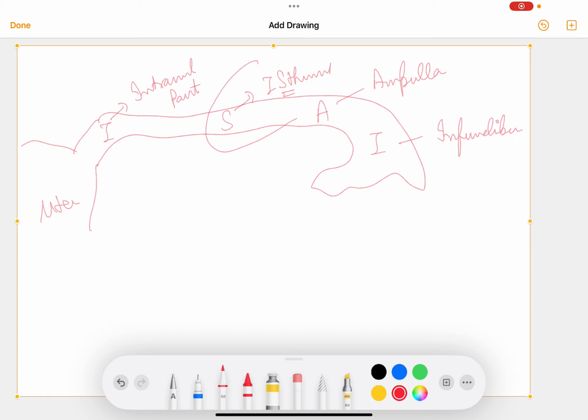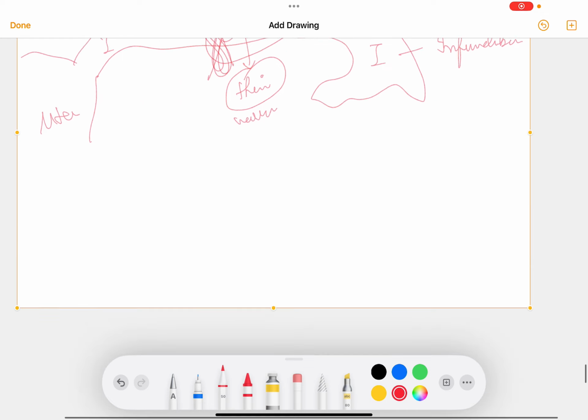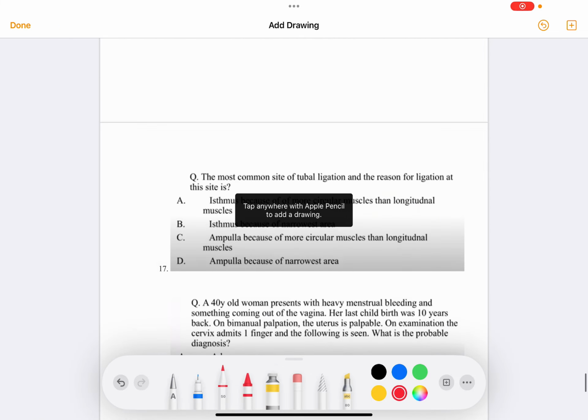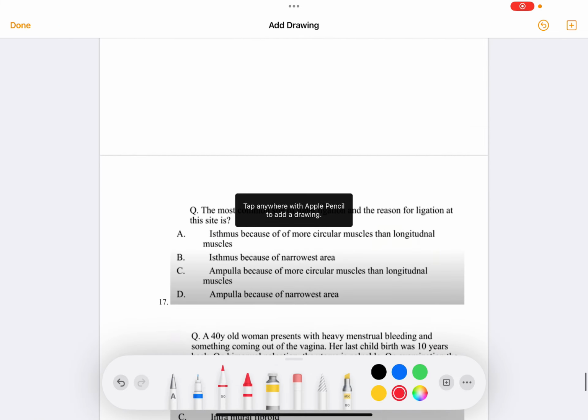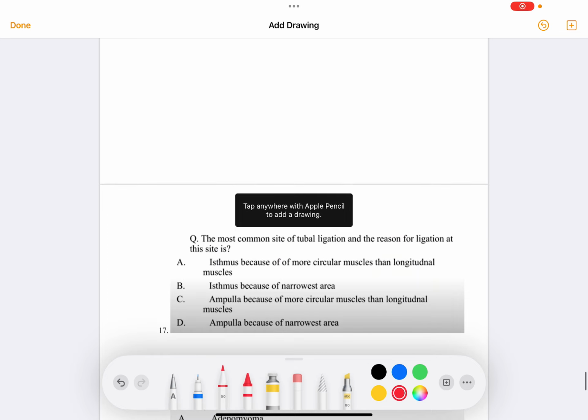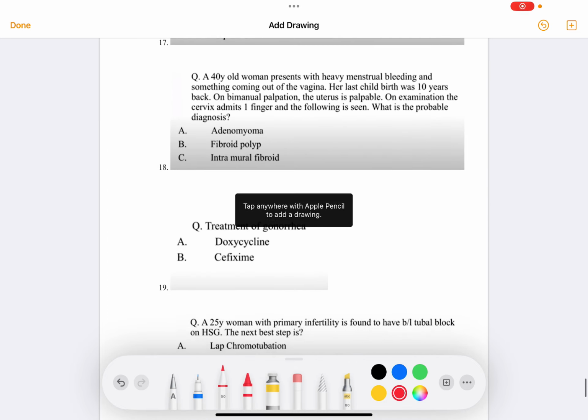So isthmico-isthmic junction is the thinnest part or the narrowest part of the tube, and this is the area where we do go for tubal ligation, whereas ampulla is the site of fertilization. So this was the question. Where you do, answer will be B, isthmus, because this is the narrowest part of the tube. Coming to question number 18.